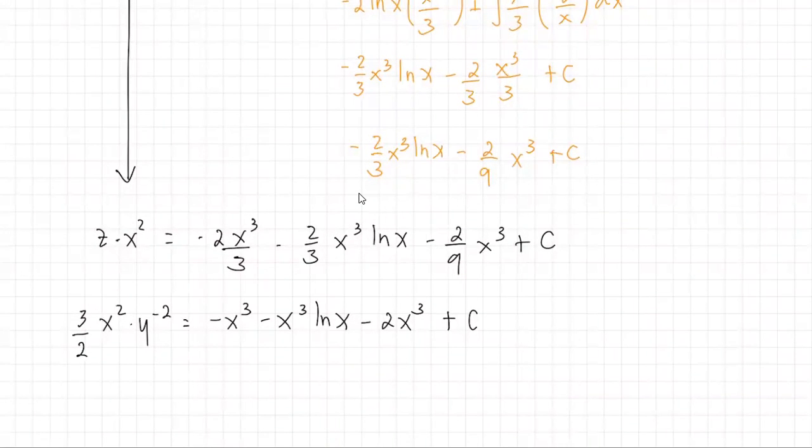Final answer will be 3 halves or 3 x squared y negative 2 is equals to negative. This will be negative 3. So negative 6x cubed minus x cubed ln of x plus c. So this will be our final answer.